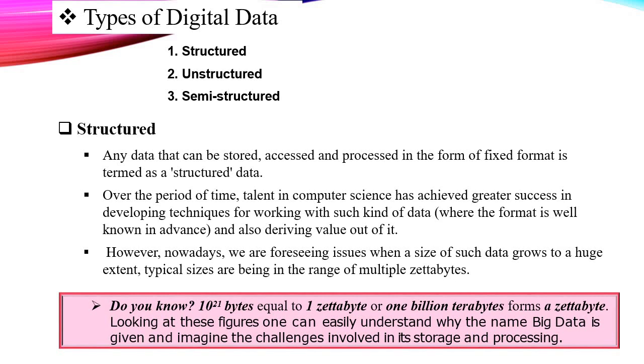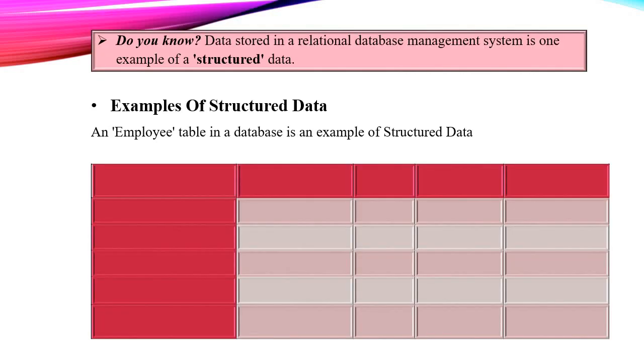However, nowadays we are facing issues when the size of such data grows to a huge extent. Typical sizes are in the range of multiple petabytes. So the data ranges from KB to MB to GB, but if the data comes in petabytes, it is impossible to store it in the structured form of data. This is an example of structured data, which is in a tabular format. We can store the data in the tabular format.